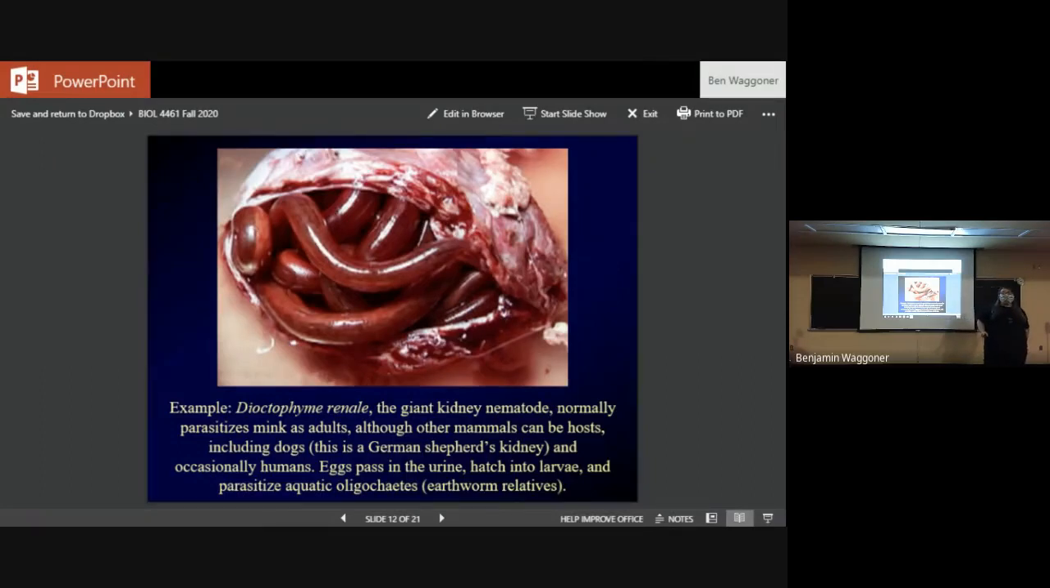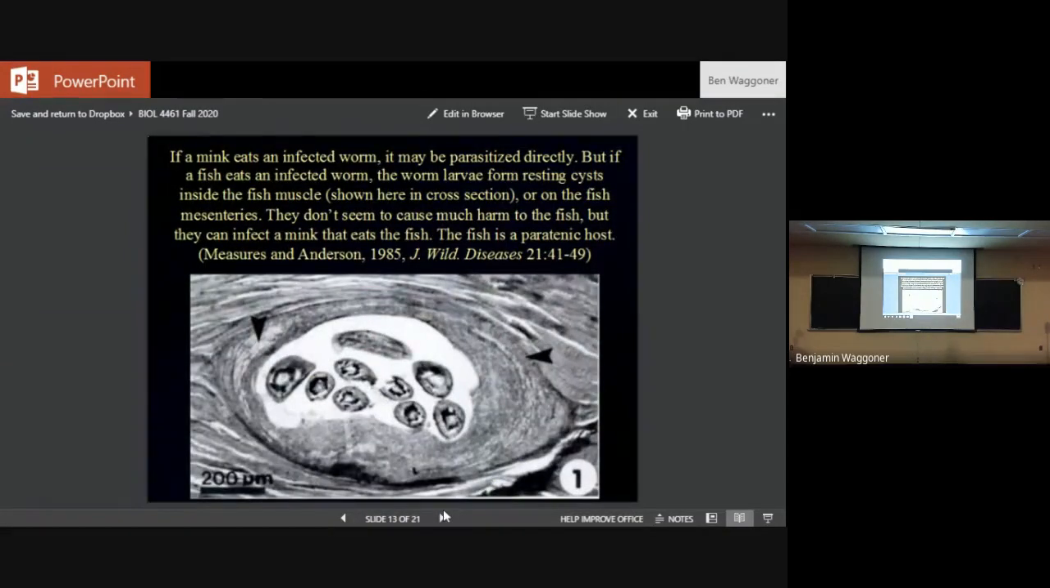So if our mink or unfortunate German Shepherd urinates in or near a body of fresh water, the eggs will fall in, hatch into larvae, and parasitize these earthworm relatives. The paratenic part is here. If a mink or a dog eats an infected worm, it might be parasitized directly. Now, minks and dogs would not normally try to do this sort of thing, but let's say if they're lapping up pond water, they might accidentally swallow one.